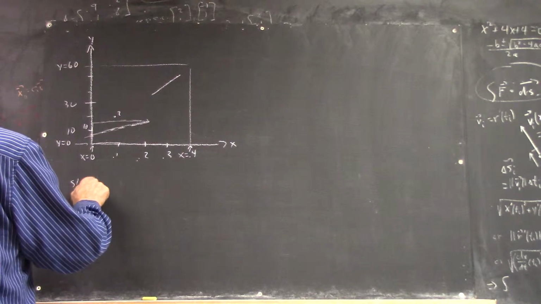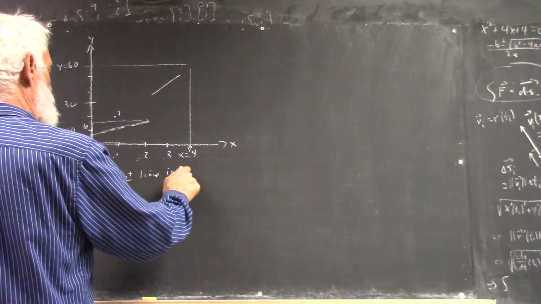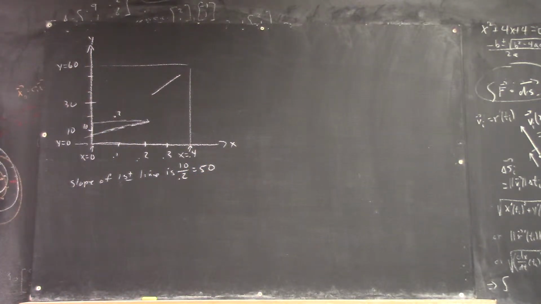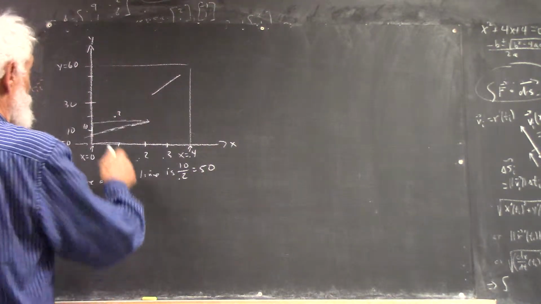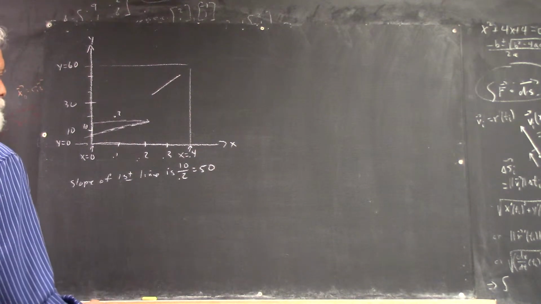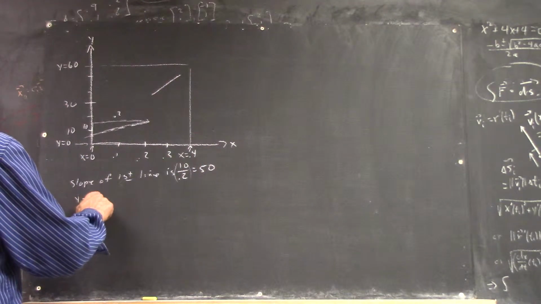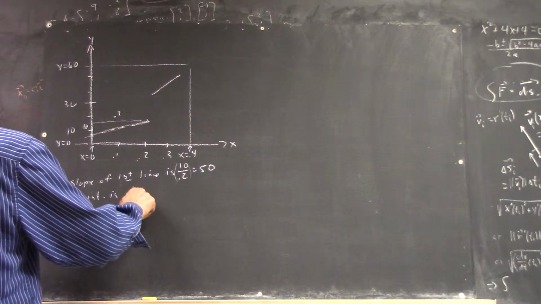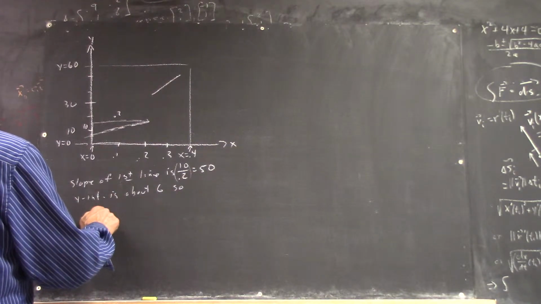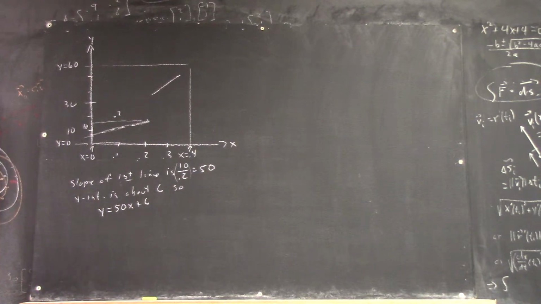So the slope of that line looks to be 50. Fundamental triangle anywhere in the line, but a long, big one gives you more accurate results than a small one, so it's probably better to use a big one. I'm not too worried about that. And the y-intercept is about 6, so y is about 50x plus 6.